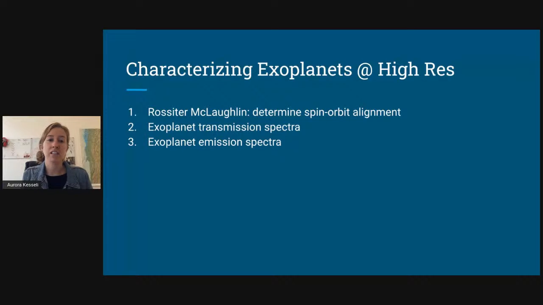Okay, so like I said, there are different ways that you can not only detect an exoplanet, but also characterize an exoplanet at high resolution, so with high resolution spectroscopy. And the first one that we'll talk about today is the Rossiter-McLaughlin method. This is used to determine the spin-orbit alignment of the planet and the star. I'll go into more detail about that in a second. And then tomorrow we'll look at exoplanet transmission spectra at high resolution spectroscopy and exoplanet emission spectra.